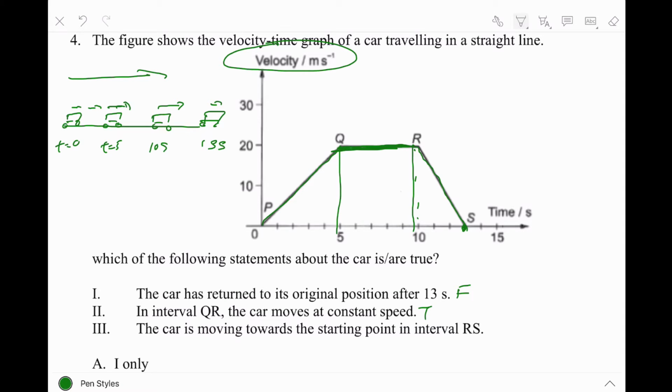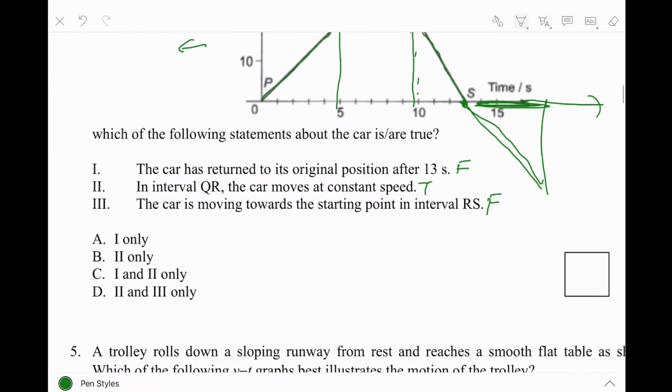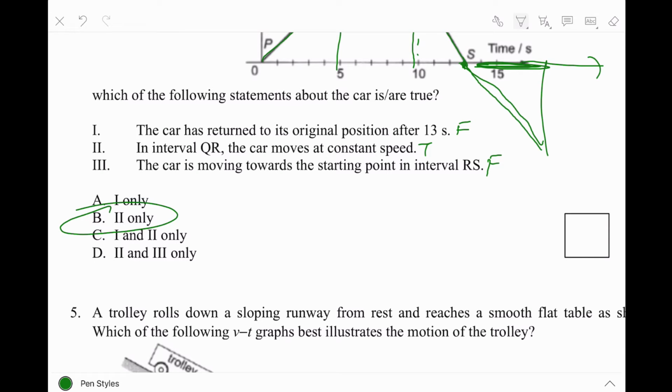The car is moving toward the starting point in RS. No, it still moves toward the right-hand side, unless it goes here. If I extend this one here, between this one is negative velocity, and during this time interval, it will go back. But now, because RS, the car still moves to the right-hand side, positive direction. So this is false. So the answer is B only.